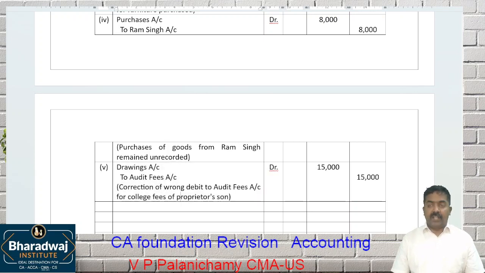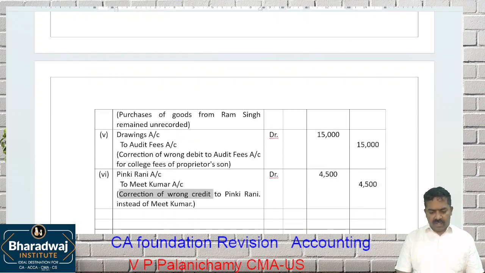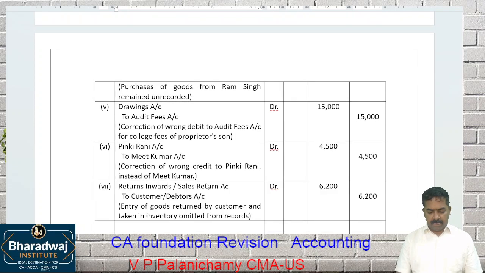Audit fees paid for proprietor's son is a personal expense, but wrongly debited to audit fees account. So it should be taken as drawings. Drawings account debit to audit fees account. A wrong credit given to PR instead of MK. So remove the wrong credit by debiting PR account and give the credit to MK. Returns inwards not recorded. Sales returns account debit to which account?